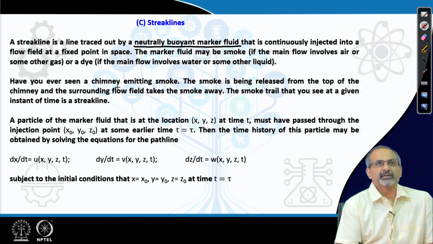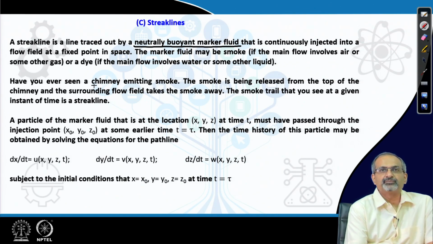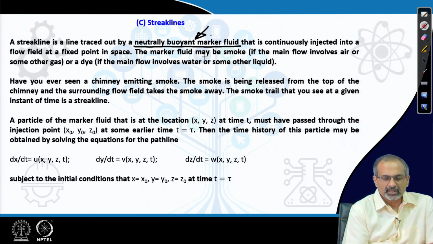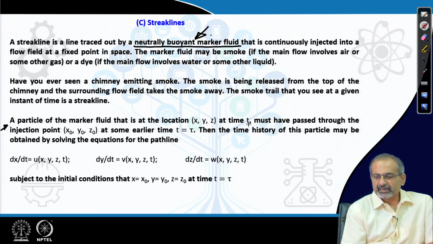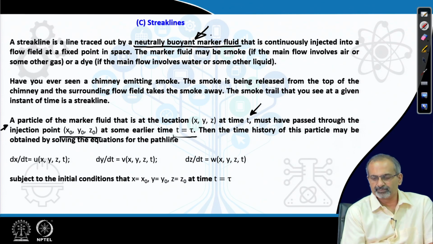Now, taking this concept further, we would like to recall that we have seen smoke getting emitted from the tops of chimneys. The smoke is being released from the top of the chimney, and the surrounding flow field takes the smoke away. The smoke trail that you see at a given instant of time is somewhat similar to a streak line, as long as it follows this principle. It does not always do so, though. A particle of the marker fluid that is at the location x y z at time t must have passed through the injection point x naught, y naught, z naught at some earlier time t equal to tau.